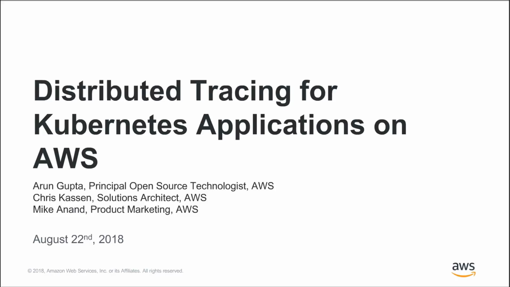I'm very excited to be joined along with Chris Casson and Mike Anand. My name is Arun Gupta. I'm a principal open source technologist at Amazon Web Services. Very happy to be talking about how we do distributed tracing for Kubernetes applications or modern applications on AWS.